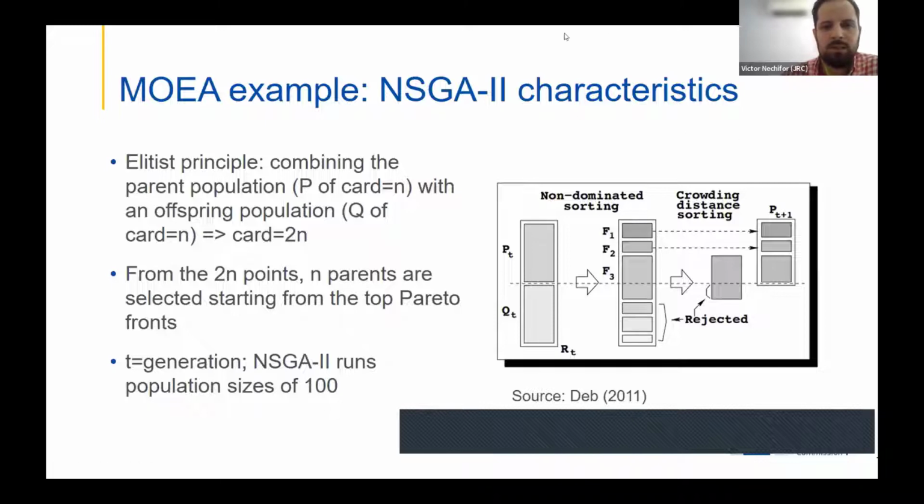In this example, the NSGA-II uses population sizes of 100, which means that the MOEA will generate 100 different CGE model configurations, and then these will be solved in parallel by the CGE, with the solutions being retrieved thereafter for the sorting process.